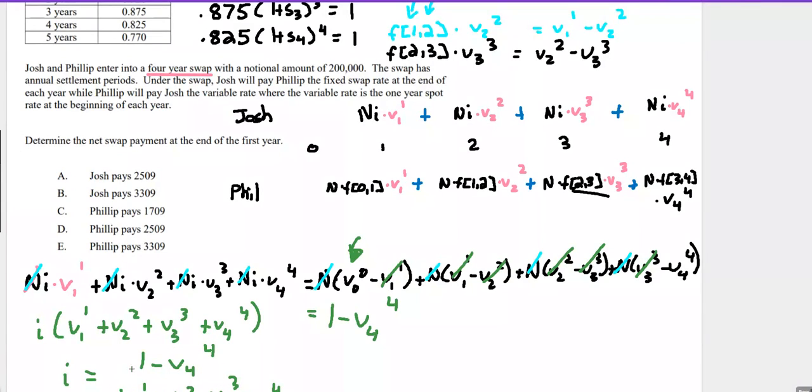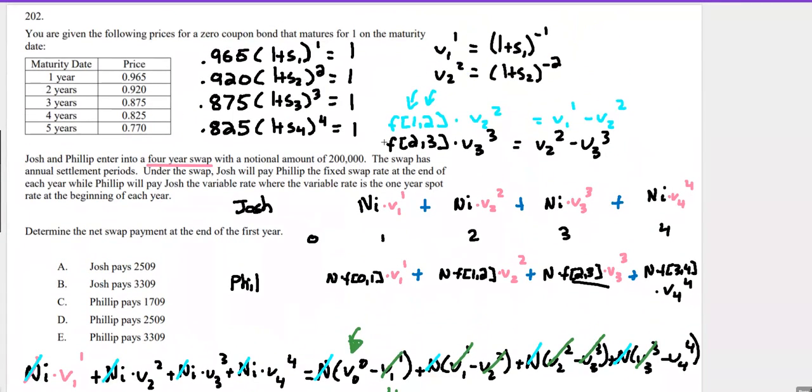And remember what these values represent. We can find them easily because we have a zero coupon bond. So then I'm going to say 1 minus, what's v sub 4 to the 4th? Remember, it's based on this idea. So it's going to be 1 over 1 plus s4 to the 4th. So it's just going to be, if you think about it, 0.825, isn't it?